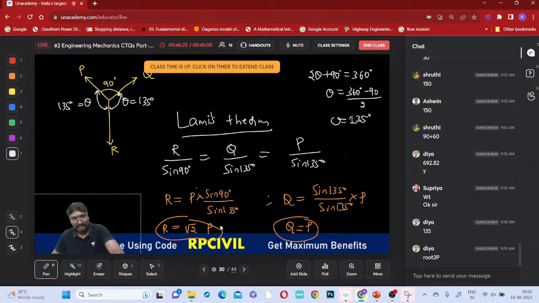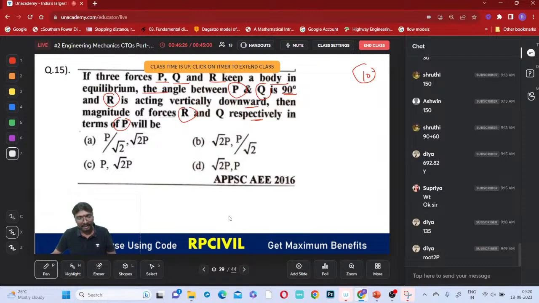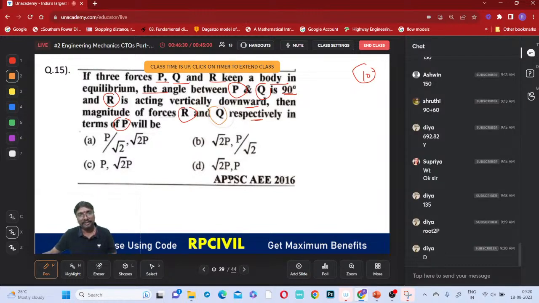So which one is the correct answer if you just observe? The values of R and Q respectively. R first means root 2 P. Option D will be the correct answer.